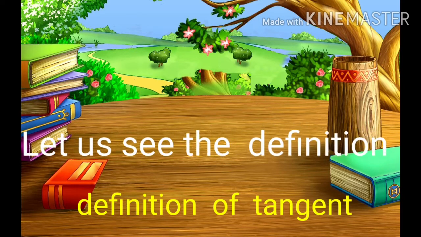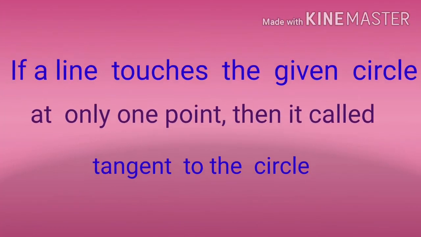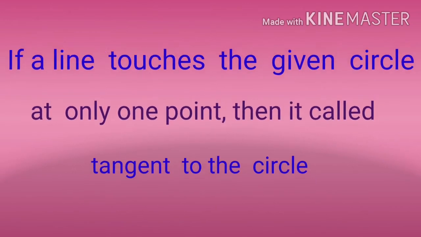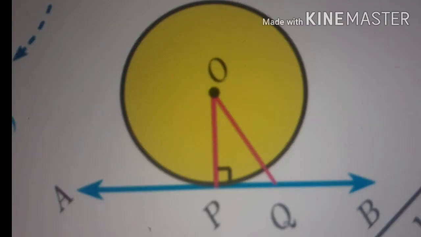Let us see the definition. If a line touches the given circle at only one point, then it is called tangent to the circle. In this picture, line AB is a tangent to the given circle because it touches at point P.